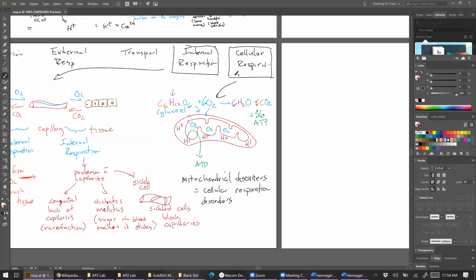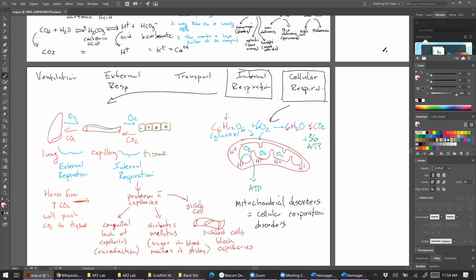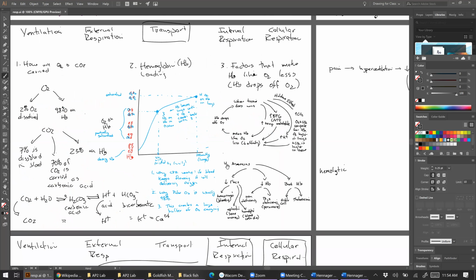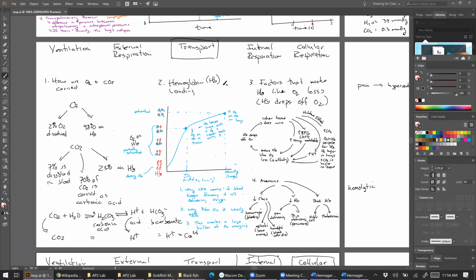You're going to go to Wikipedia and associate keywords with these drawings. So if you're going to find a cellular respiration disorder, you're going to look at mitochondrial disorder. For an internal respiration disorder, you're looking for a problem with capillaries. If you're looking for a disorder of transport, you're looking for oxygen, CO2, or probably hemoglobin, or you can also do one of the anemias.